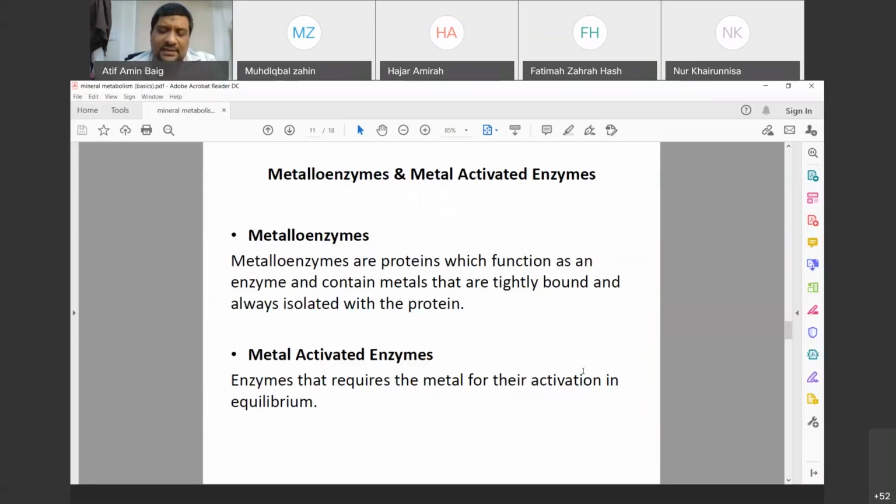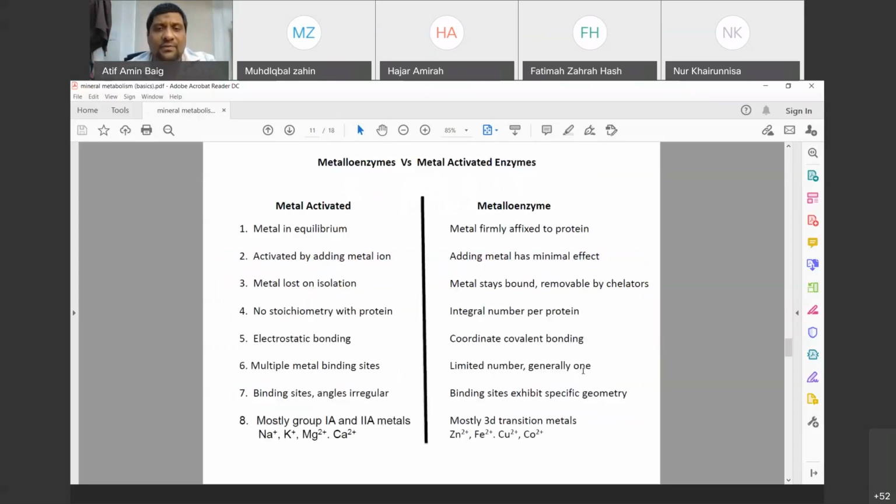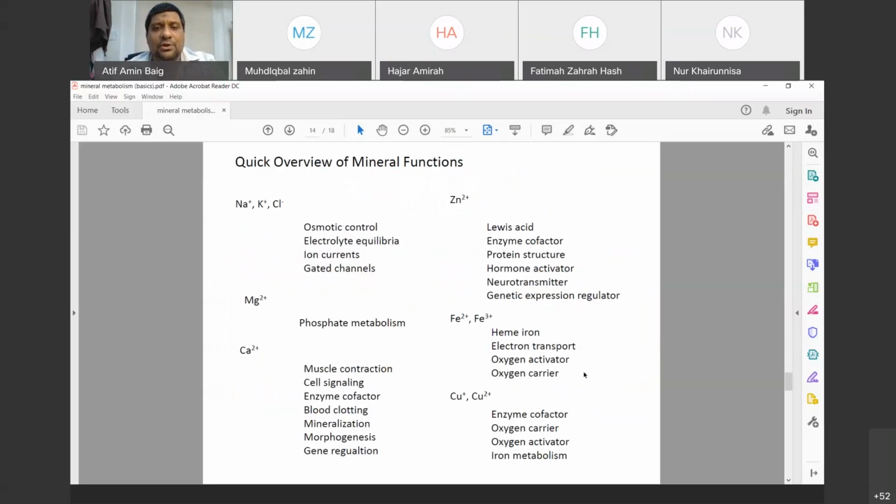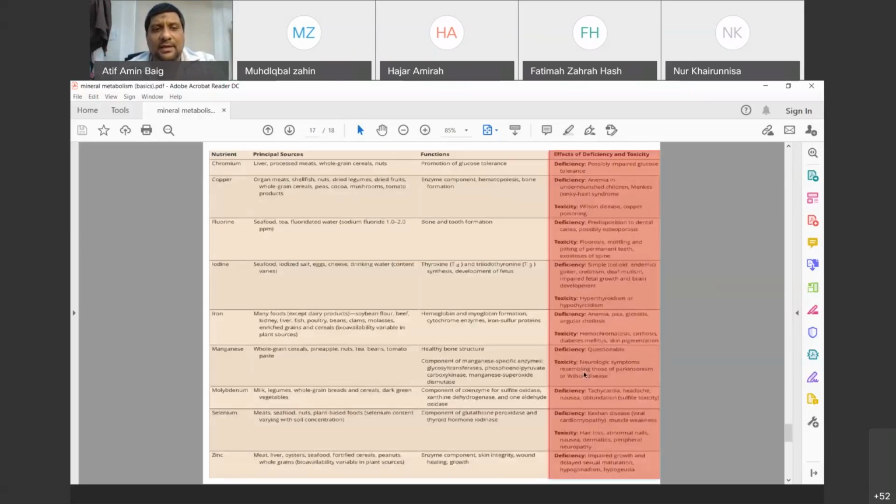So then we did discuss, after covering the concept of macro and micro or trace elements, we covered the concept of the deficiencies and toxicity of these minerals, in which we did mention that there are different minerals on your left side in this table. We mentioned their function and their sources, and we did discuss what will happen if there's deficiency or toxicity. This slide is very important from the MCQ point of view sometimes.